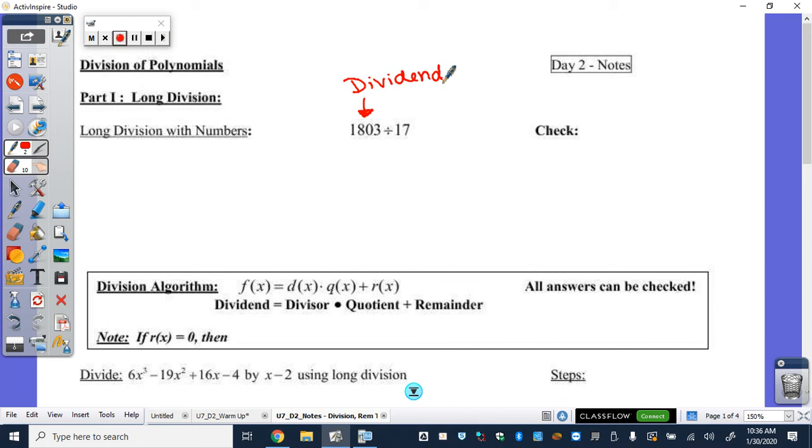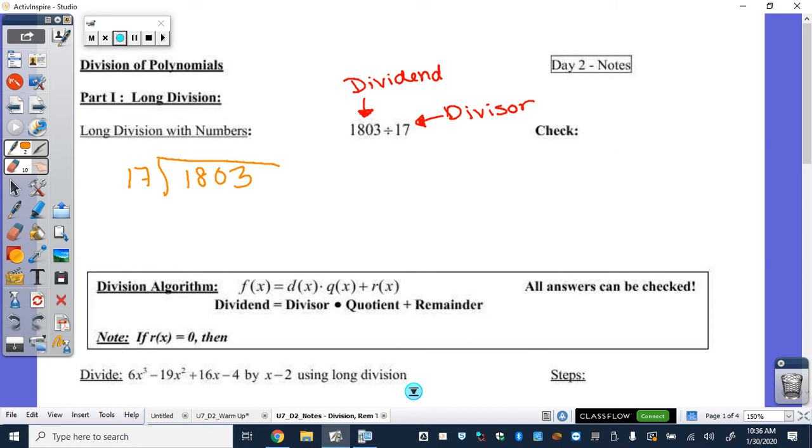1803, that is what we call our dividend. That's what we're trying to divide into. Our 17 here, this is our divisor. That's what we're trying to divide by. Do those words at least sound familiar? Like, hey, I heard that before in my lifetime. All right, so our long division looks kind of like a radical sign, but it's not actually a radical sign, it's long division.